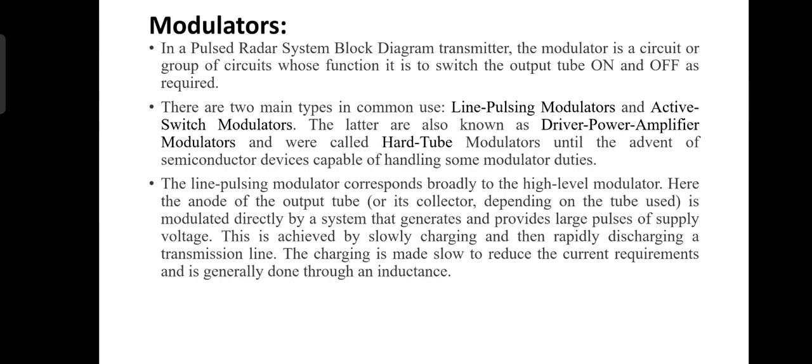The line pulsing modulator corresponds broadly to the high level modulator. Here, the anode of the output tube or its collector, depending on the tube used, is modulated directly by a system that generates and provides large pulses of supply voltage. This is achieved by slowly charging and then rapidly discharging a transmission line. The charging is made slow to reduce the current requirements and is generally done through an inductance.